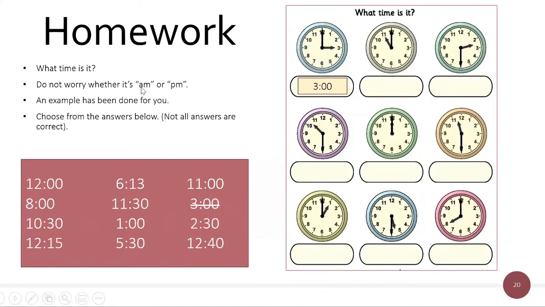Do not worry whether it's AM or PM. I just want you to tell me what time it is, okay? I have given you some answers, but in the answer box, you have 1, 2, 3, 4, 5, 6, 7, 8, 9, 10, 11 choices. In the actual worksheet, I only need you to give me 8 answers, which means you will not use all the choices you have in the box. You only need to give me 8 of them, okay?